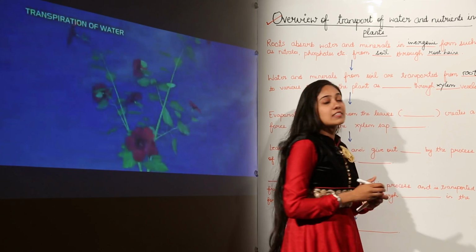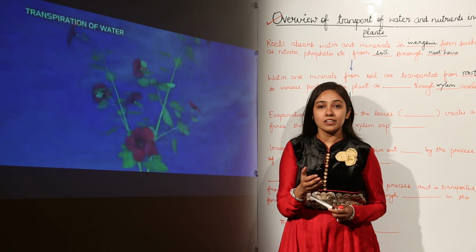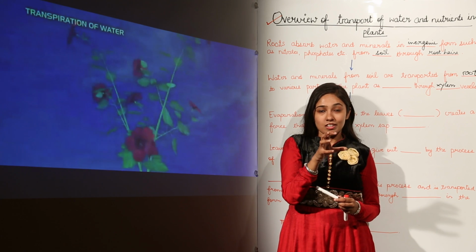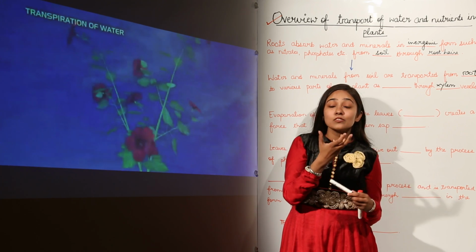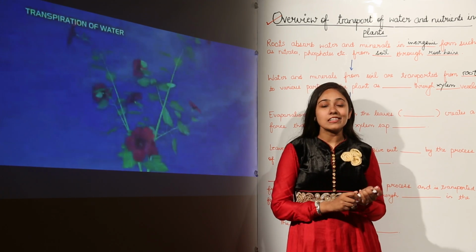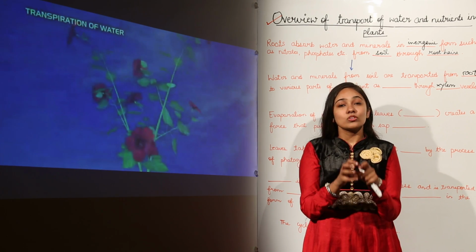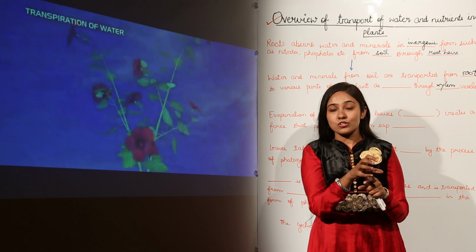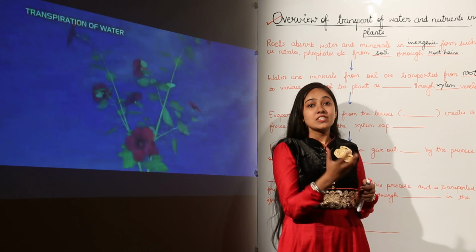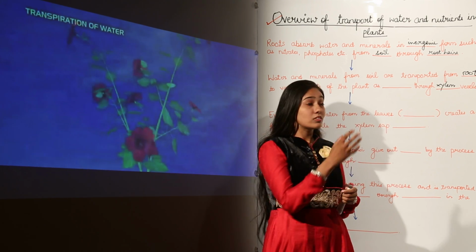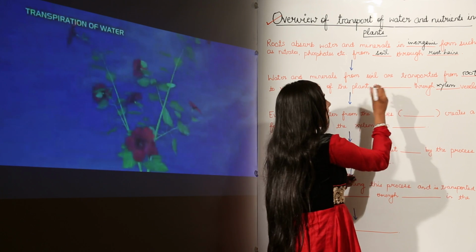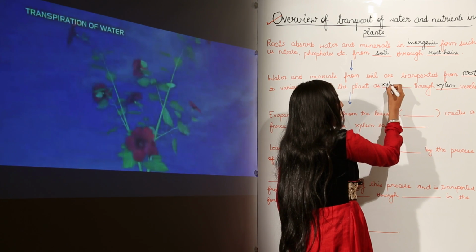Now what happens when xylem vessels transport water and minerals? That water contains minerals. Now why does this water contain minerals? You all know that water is a universal solvent, so it is going to dissolve many solutes with it. So those solutes here are those minerals. So water containing minerals which is transported through xylem, through this tissue, that water is known as xylem sap.